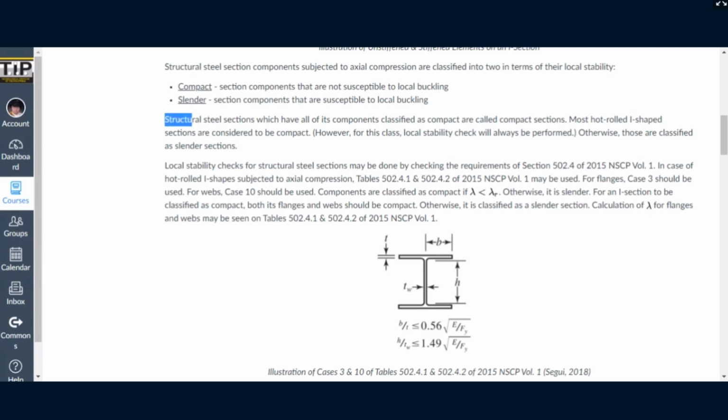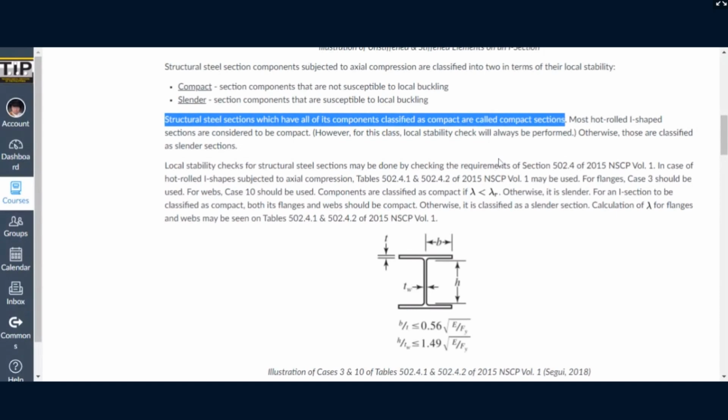Then, structural steel sections which have all of its components classified as compact are called compact sections. So for example, compact yung flange upon checking and compact yung web. Ibig sabihin, the entire section is compact. So meaning, it is not really much susceptible to local buckling. Yun lang ibig sabihin nun. Otherwise, pag may nag-slender dito, kahit isa lang sa kanila, we call it a slender section because merong part ng section na critical for local buckling. Okay?